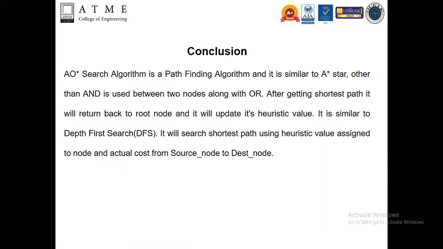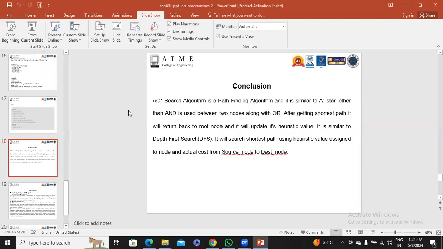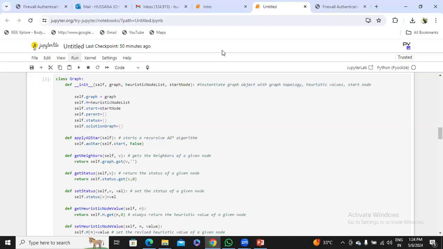So finally, we can conclude that the AO star search algorithm is a path finding algorithm and it is similar to A star, other than AND being used between two nodes along with OR. After getting the shortest path, it will return back to the root node and update its heuristic value. It is similar to the depth first search algorithm. It will search the shortest path using the heuristic value assigned to the node and the actual cost from source to destination node. So let me move on to the simulation part.